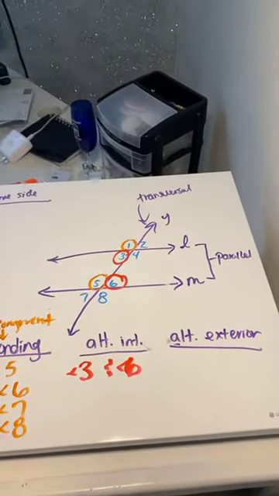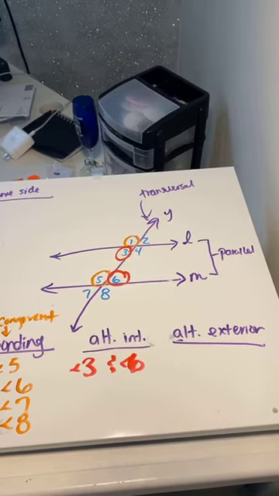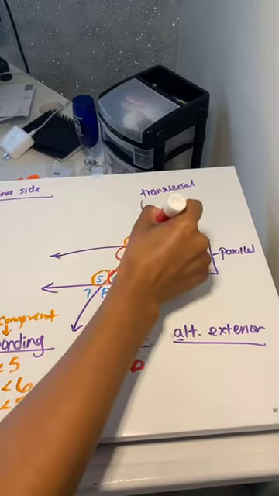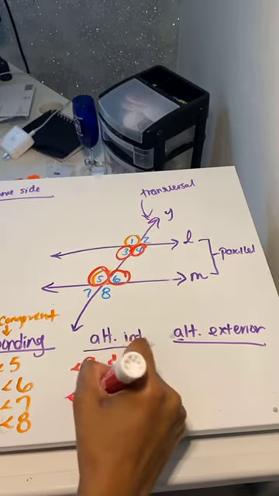Anybody know that last alternate interior pair? It's only one more. Let's see if y'all can tell me what it is. 4 and 5. Good, Akila. 4 and 5.